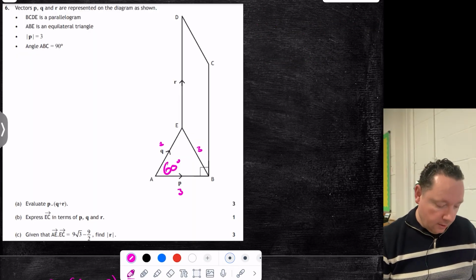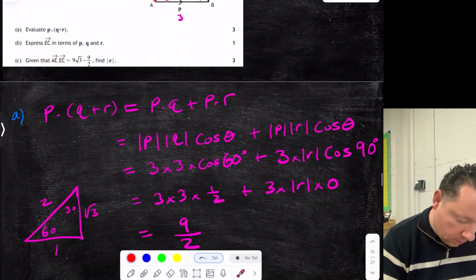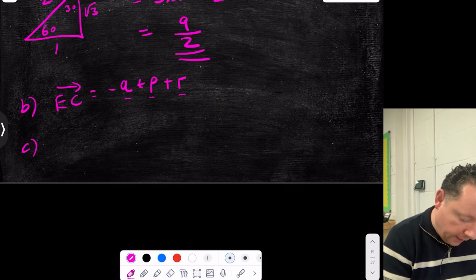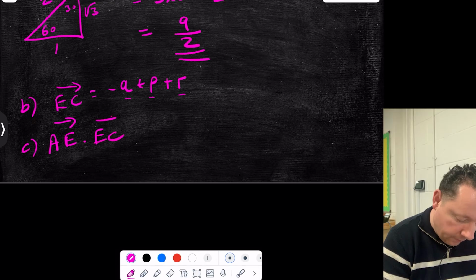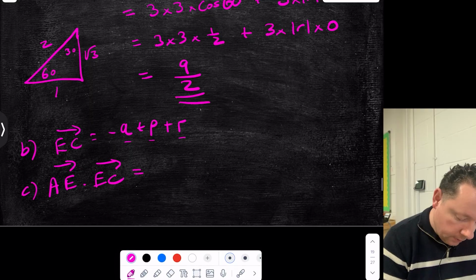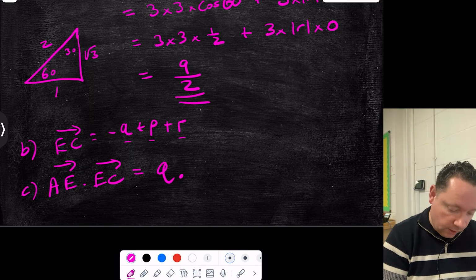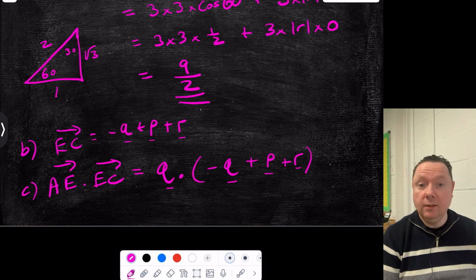It says, given that A to E dot E to C is 9 root 3 minus 9/2, find the size of R. Well, where's A to E? So A to E is here. So let me just write this out first. We've got A to E dot E to C. Well, we know that A to E is Q dot, and E to C is what we just found out in part B, so we can just write that down, minus Q plus P plus R. And we can then just expand this and see what we get.